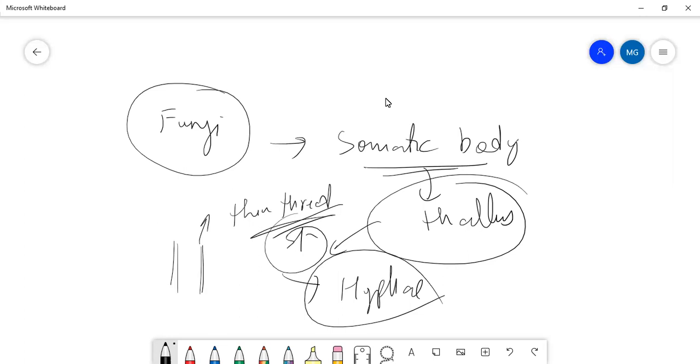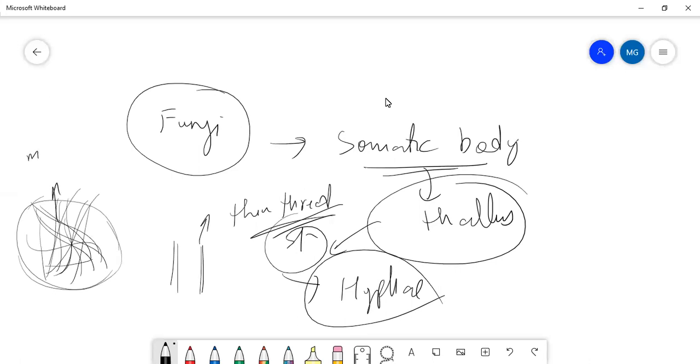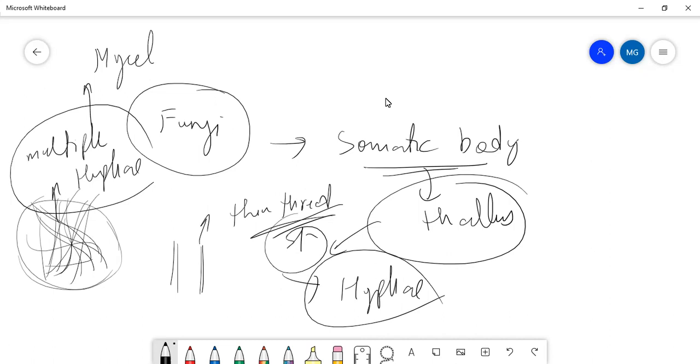Okay, and when we have multiple hyphae, normally it's not a single hypha, but these multiple hyphae are present together, and then they form a kind of thallus. When multiple hyphae are present together, they form a network, a structure which is called mycelium.